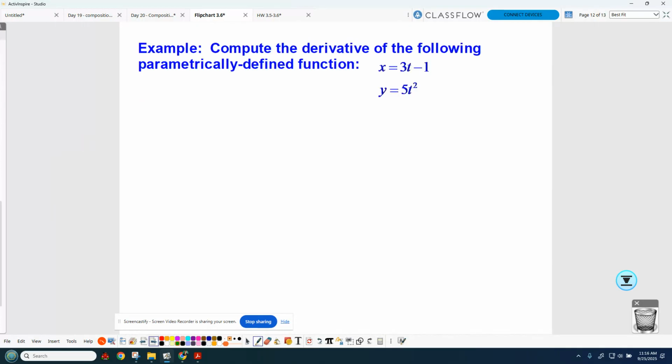So, if this is my x and that's my y, how do you find dy dt? And that's what I was looking for.